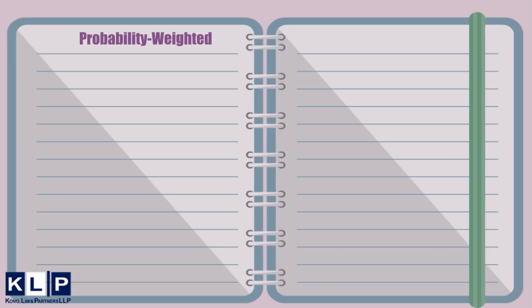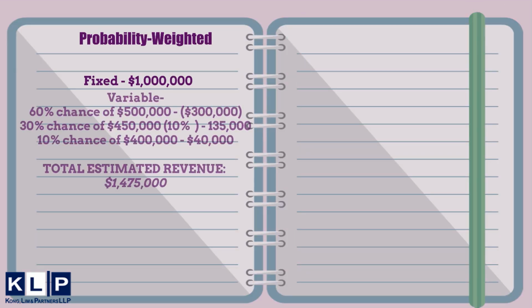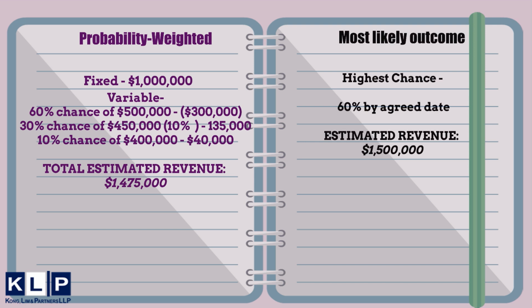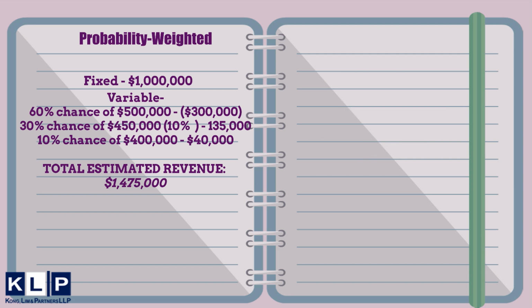Using the probability-weighted method, the total estimated revenue would be $1,475,000. In the case of the most likely outcome, the estimated revenue would be $1.5 million. Since there are more than two possible outcomes, the probability-weighted method should seem more appropriate.